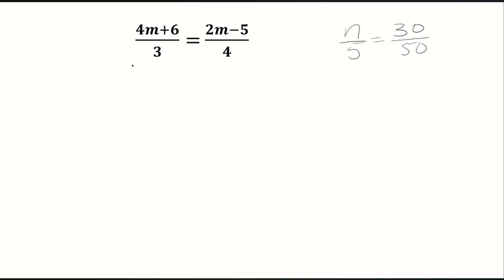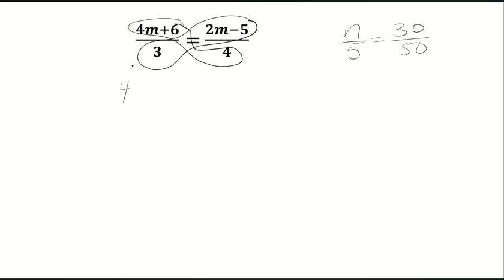So cross multiply, some people call it butterfly, but basically what you're doing is you're multiplying across the equal sign. Okay, and again, excuse my butterfly. It's not the most perfect one, but you get the point. So I'm going to multiply 4m plus 6 times 4, and then 2m minus 5 times 3.